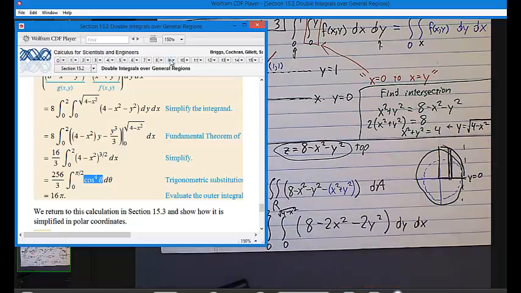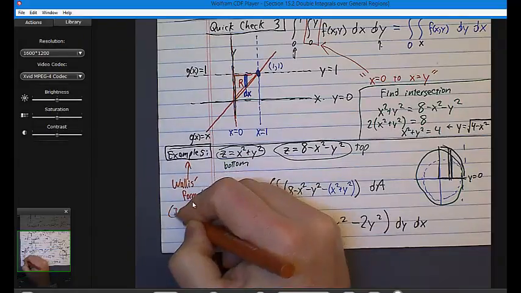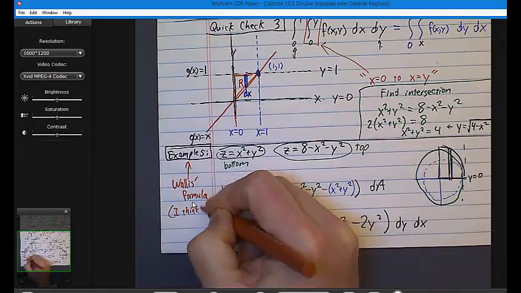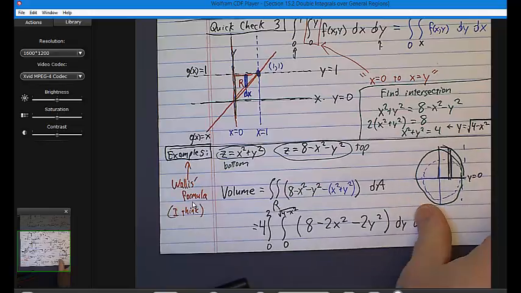Wallis's formula is, let me show that here. It could be used for example 5. I think so, anyways. All right, enough of that. That's good.